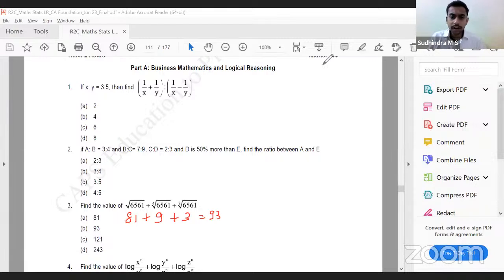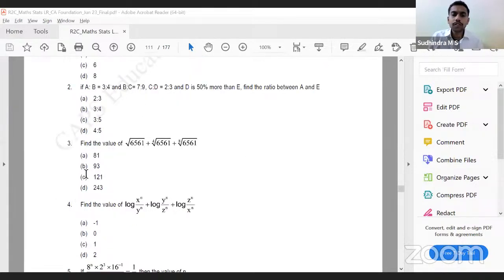Next question. Find the value of log of x to the power of n divided by y to the power of n plus log of y to the power of n by z to the power of n plus log of z to the power of n by x to the power of n. 0. Yes.